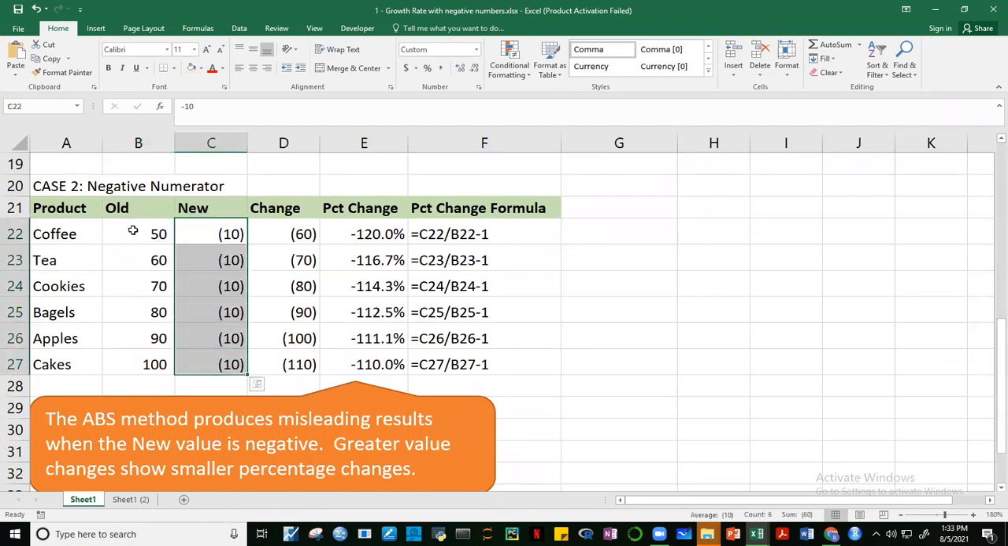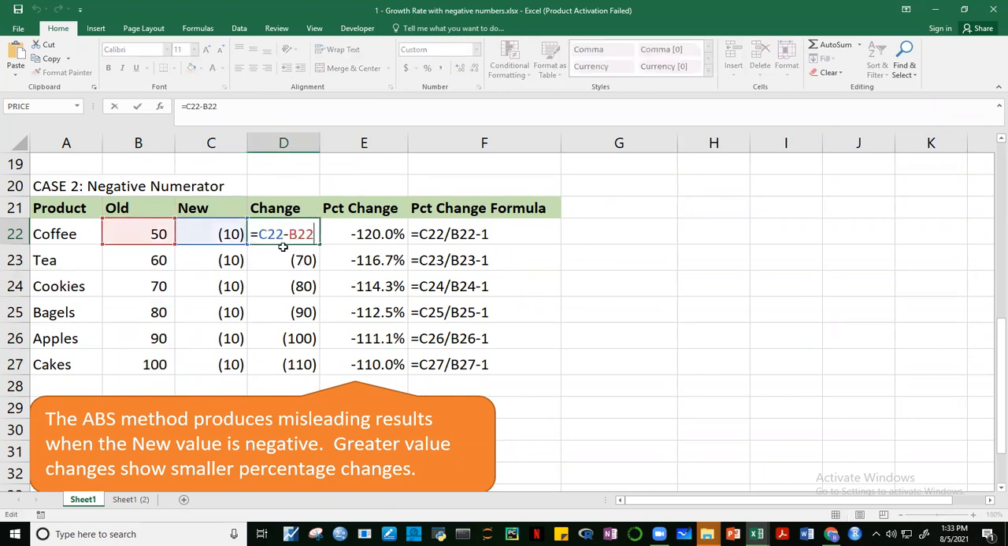Ganun din guys, kung may negative tayo sa new values, ito. New values naman to, positive yung old values natin. So dito, decrease to. From 50, naging negative 10. So ito, tama yung change natin dito. Okay, there was a 60 point decrease, ito 110 point decrease. So with that, tama naman itong formula natin na C22 over B22 minus 1. Okay, pag negative guys yung new, okay lang kasi ang lalabas talaga negative na answer. Which is correct, no? From positive, naging negative siya. Dapat negative nga yung growth rate nito.